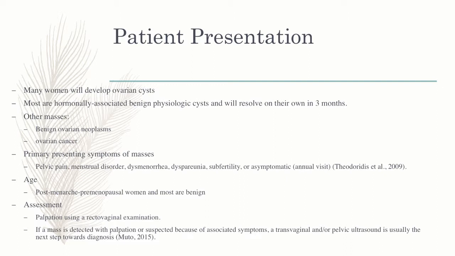Anyone from puberty on can be at risk for this kind of mass. However, most are benign. It is possible to have a cyst before menarche, but it is on the rarer side. So how are we going to find these? Assessment: palpation using a rectovaginal examination first, and then if a mass is detected with palpation or just suspected because of associated symptoms, then a transvaginal ultrasound is indicated.